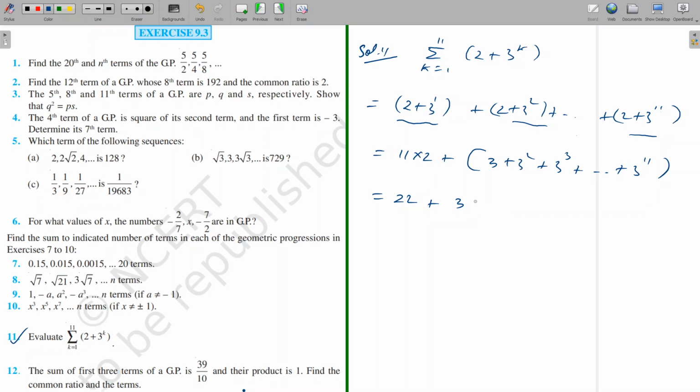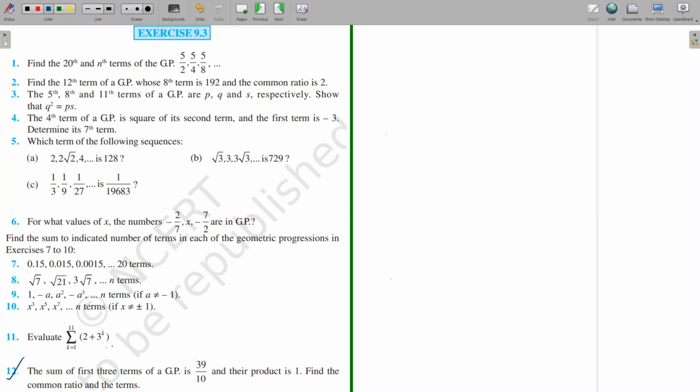3, and what is r? R is 3 square by 3, that is 3. So a into r raised to n minus 1, that is 3 raised to n, here 11, minus 1 over r minus 1, that is 3 minus 1. So this will be equal to 22 plus 3 by 2 into 3 raised to 11 minus 1. If you want, you can keep it as it is, or you can simplify it further by putting 3 inside. I think this will be a better way of writing. So this will be our final answer.